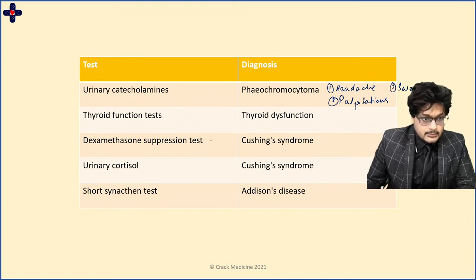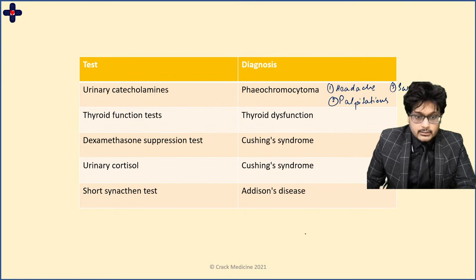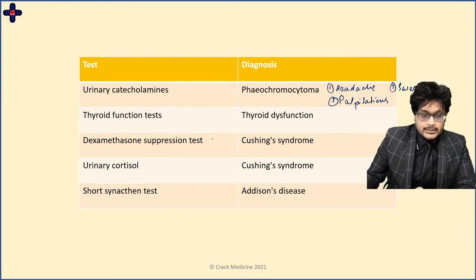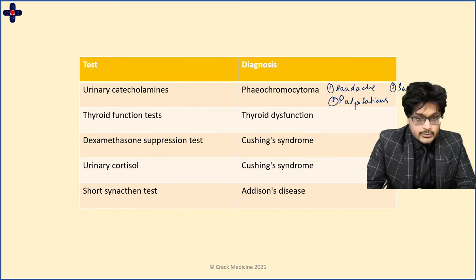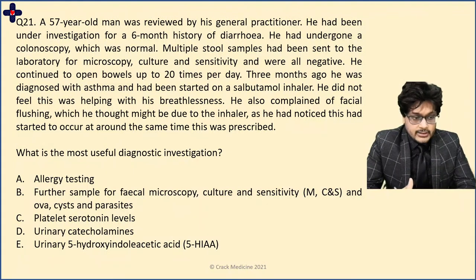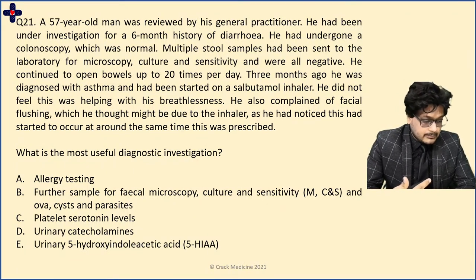The other tests given are fairly simple. These two we have already discussed. The short synacthen ACTH test is for Addison's disease. In Addison's, you will have other things like BP will be low, and there will be hyponatremia. There can be autonomic failure, there's orthostatic hypotension, and the BP is not able to be maintained, like we discussed just now. So just remember this. And there's another place where pheochromocytoma will come up, but we'll get to that in some time.